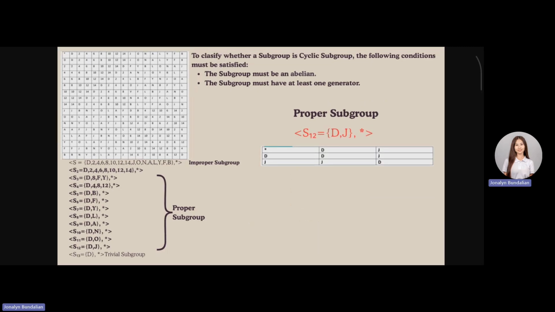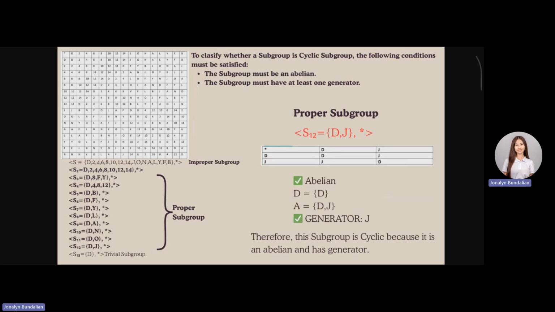And for S sub 12 is equal to D and J, we will check if it is abelian and must have at least one generator. So the S sub 12, it is abelian. D is equal to D, J is equal to DJ, and the S sub 12 has generator J. Therefore, this subgroup is cyclic because it is abelian and has a generator.